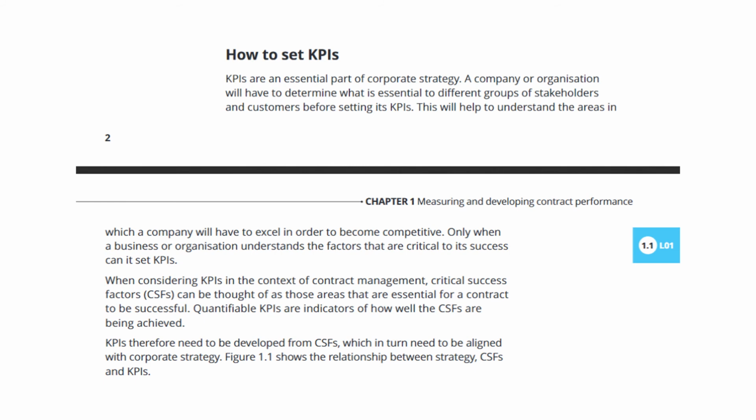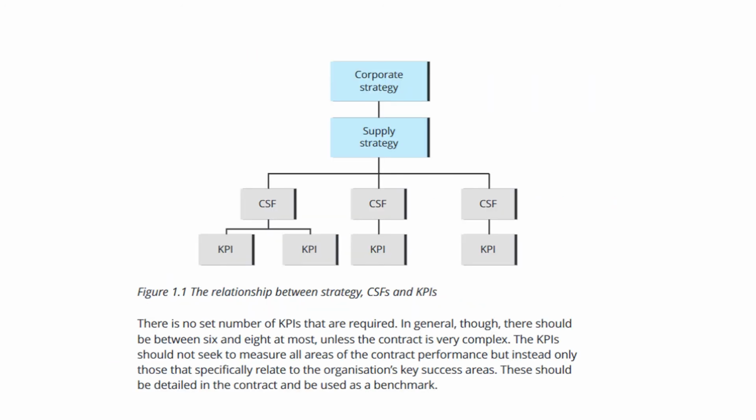Figure 1.1 shows the relationship between strategy, CSFs, and KPIs. Corporate strategy, down to supply strategy, down the line to CSF, CSF, CSF, and then underneath, KPI, KPI, KPI, and KPI. Figure 1.1, the relationship between strategy, CSFs, and KPIs.